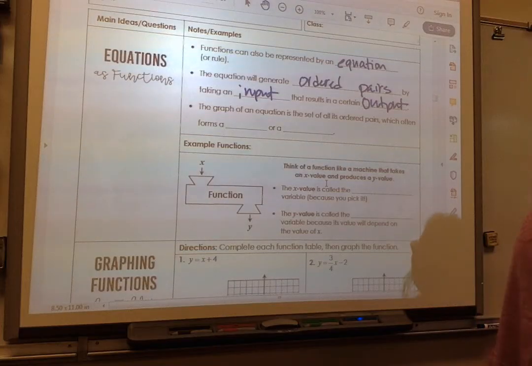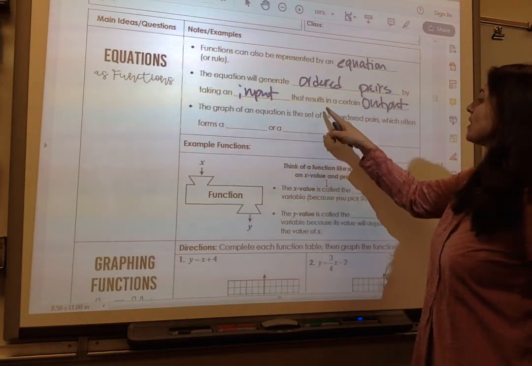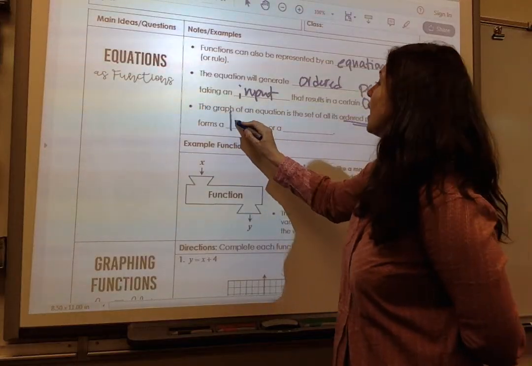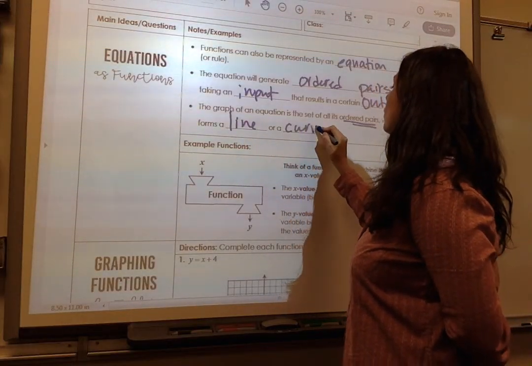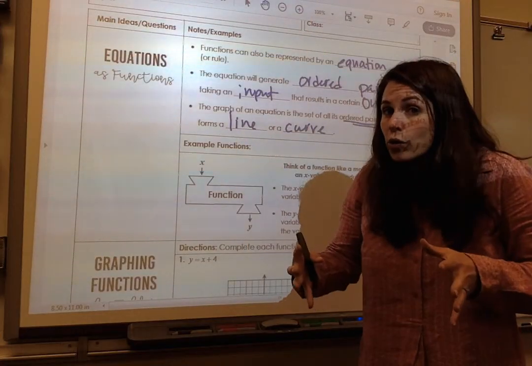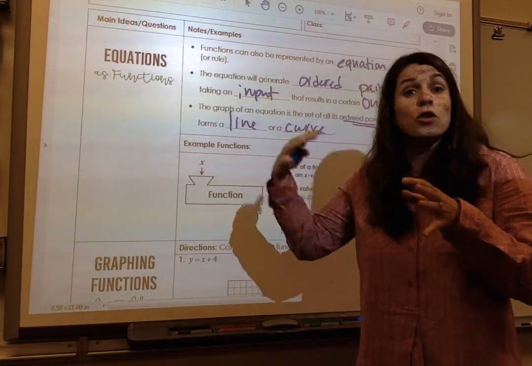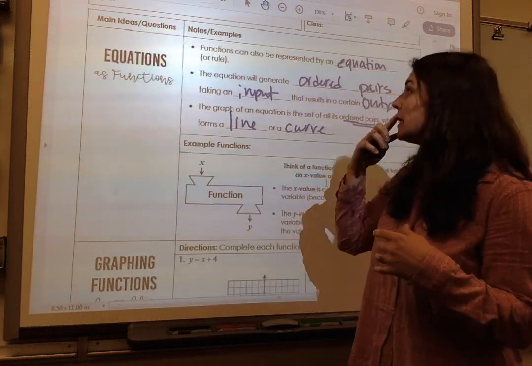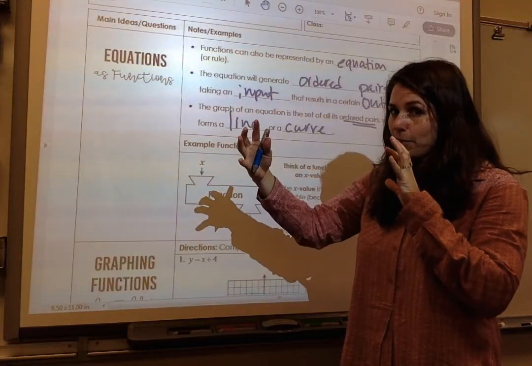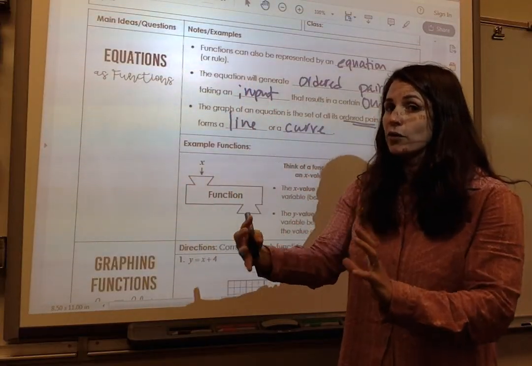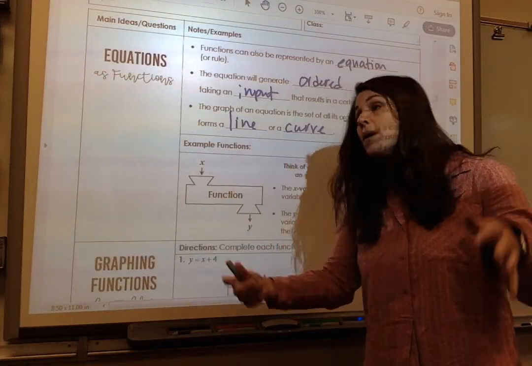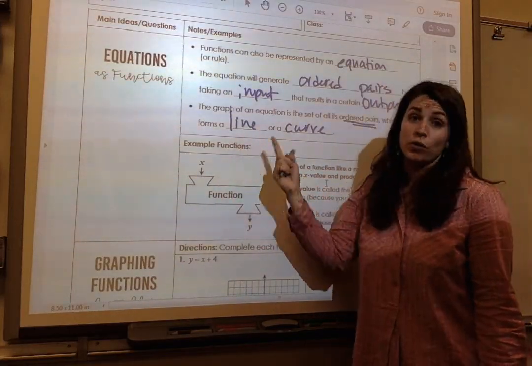The graph of an equation is the set of all its ordered pairs, which often forms a line or a curve that we will see. So remember, we can get a whole bunch of ordered pairs, and from those ordered pairs, we can graph it. So what this is saying is that when we have an equation, we can make an input, it has an output, and when you have an input and output, those are ordered pairs, and we can graph those ordered pairs, and when we graph them, they typically result in a line or a curve.